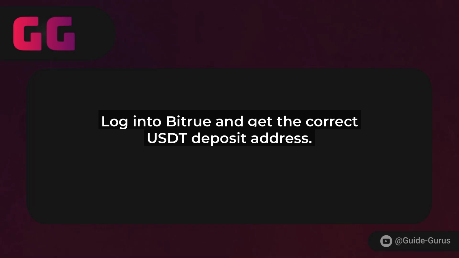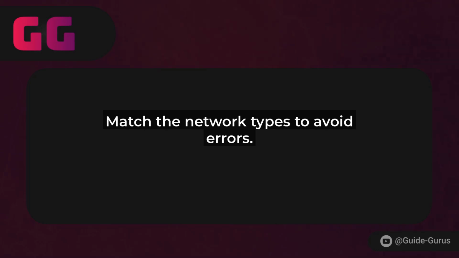Next, switch over to Bitrue. Log in to your account and go to the Deposit or Wallet section. Choose USDT as the asset, and double-check the network it's on, like Tron or ERC20, to match your Trust Wallet setup. Copy the deposit address provided by Bitrue. Don't skip this step. Now, back in Trust Wallet, tap on Send for your USDT.